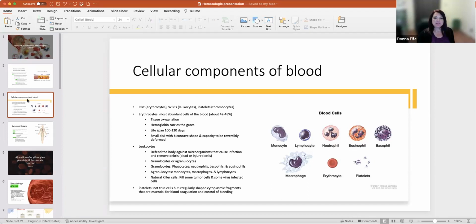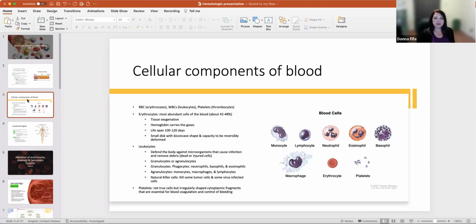Erythrocytes are the most abundant cells in the blood at about 42 to 48%. They provide tissue oxygenation. Hemoglobin carries the gases, and the lifespan of the erythrocyte is about 100 to 120 days. It's a small disc with biconcave shape and the capacity to reversibly deform.